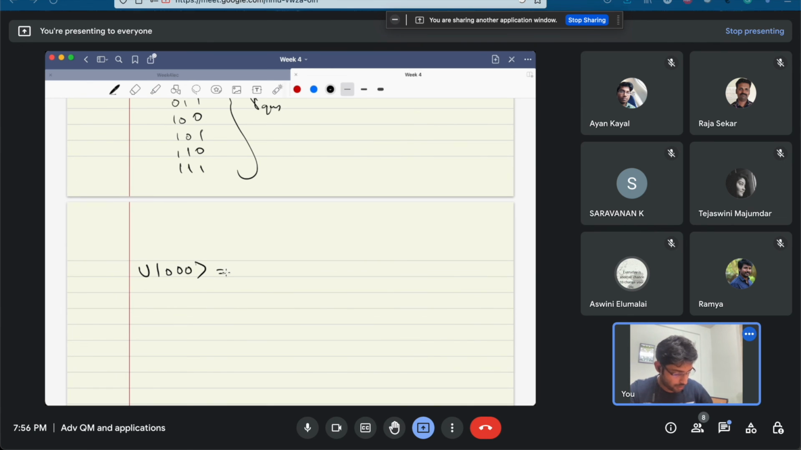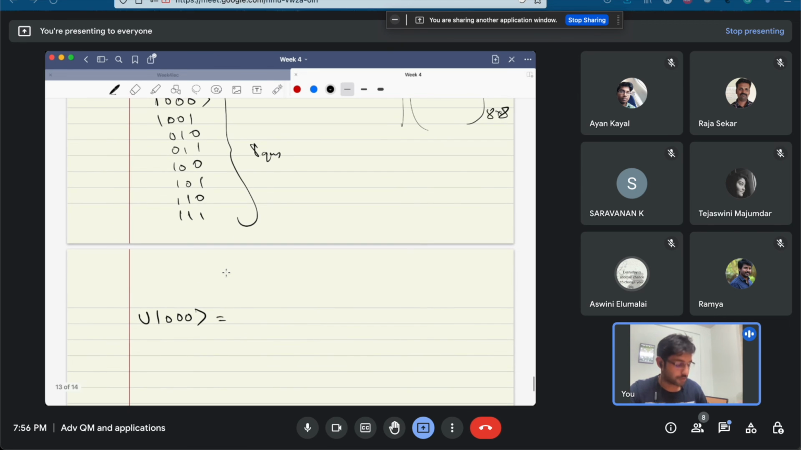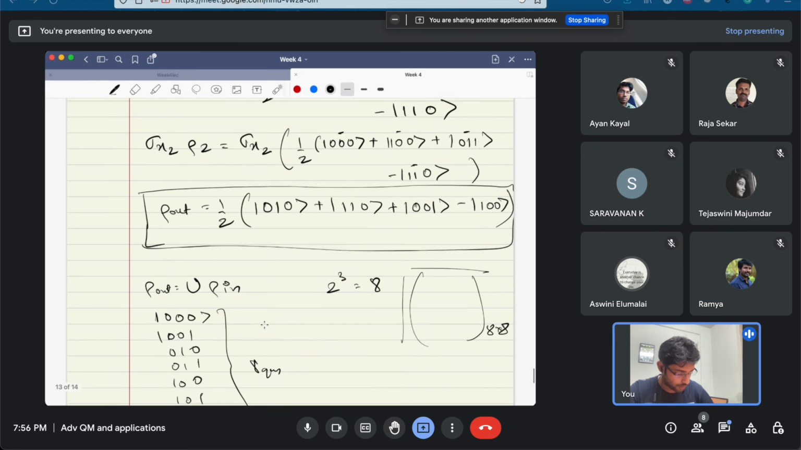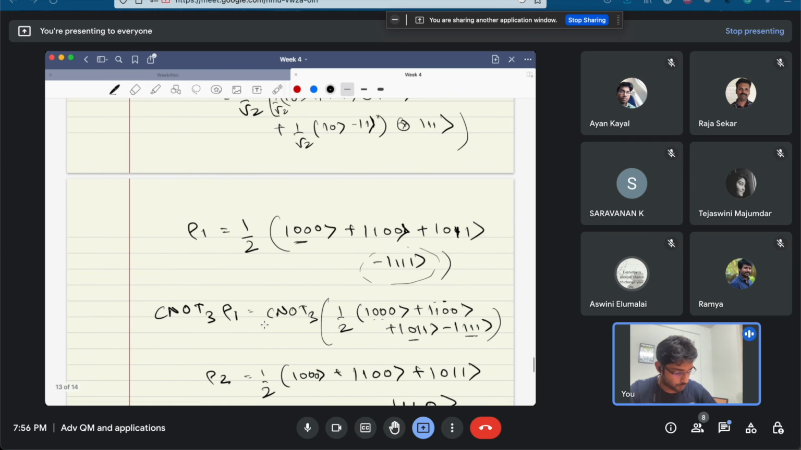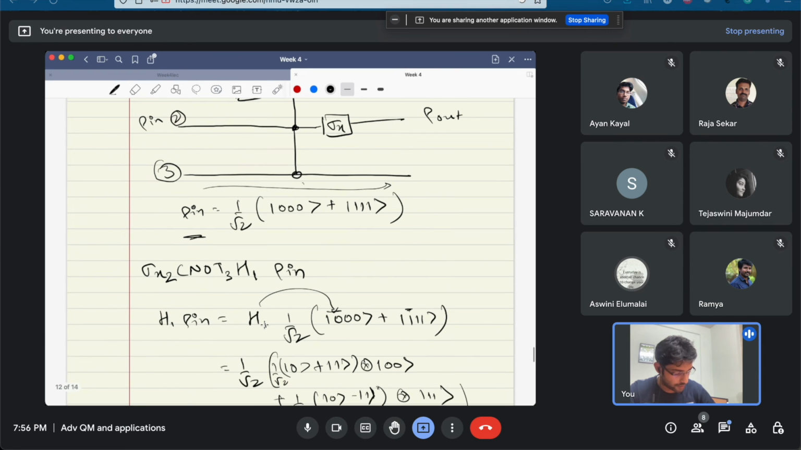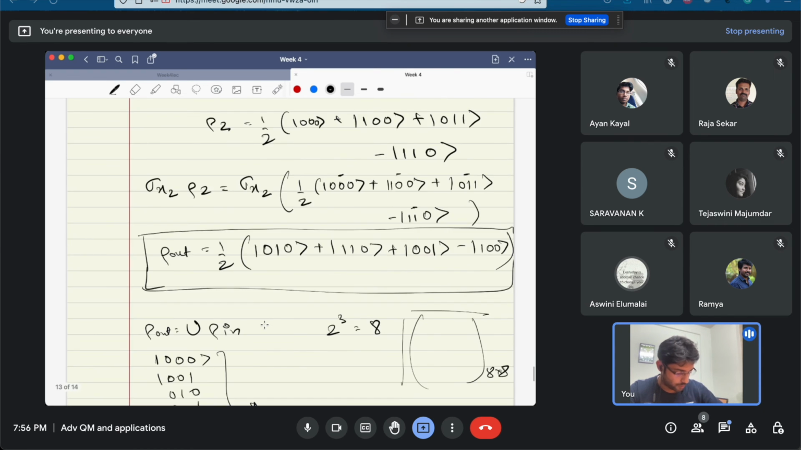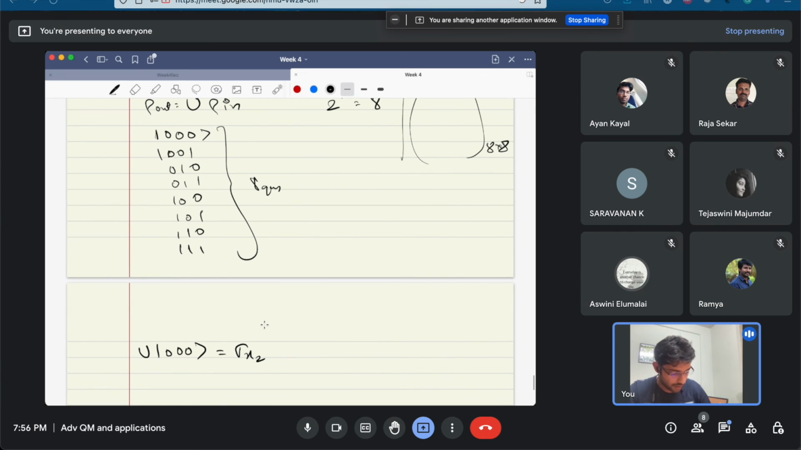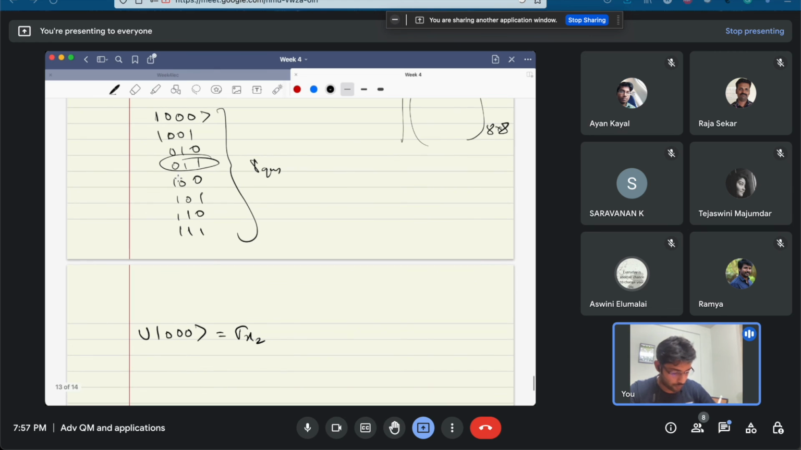So what we had here was your sigma x on 2. Actually, let's take a state which was not present in your rho in. So we had 0 0 0 and 1 1 1. So let's take a random one. Let's take this 0 1 1. So this will give you our fourth row.